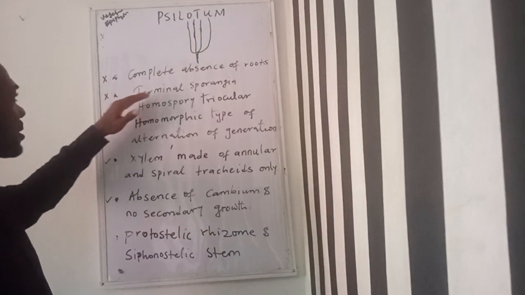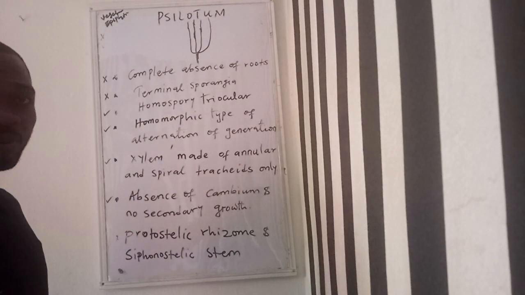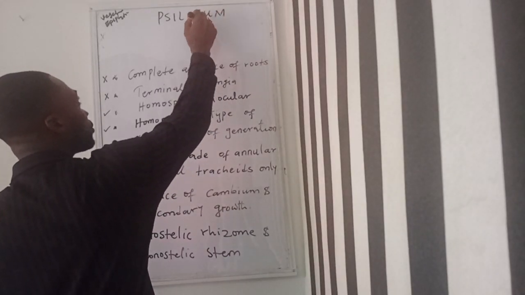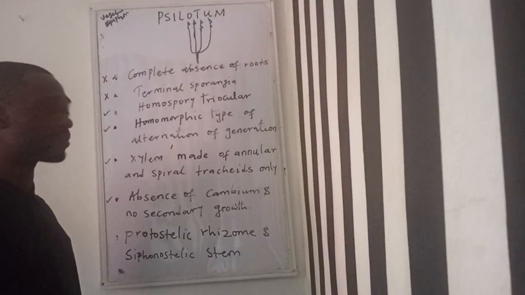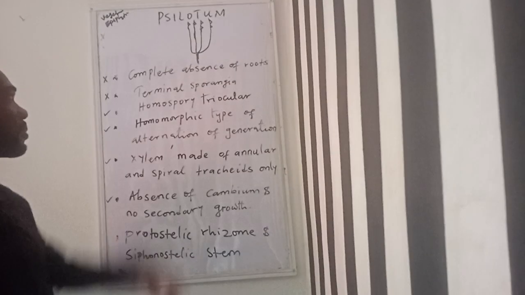Then another one is terminal sporangia. The sporangium is usually found at the apex of the stem. That is where you see the triocular sporangium. And because it is found at the apex of the stem, that is why it is called terminal, at the terminal region of the sporangia.